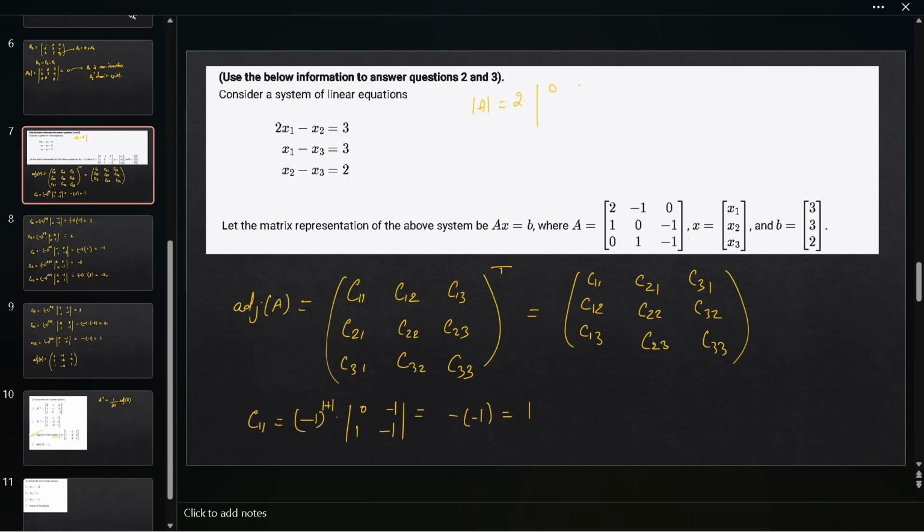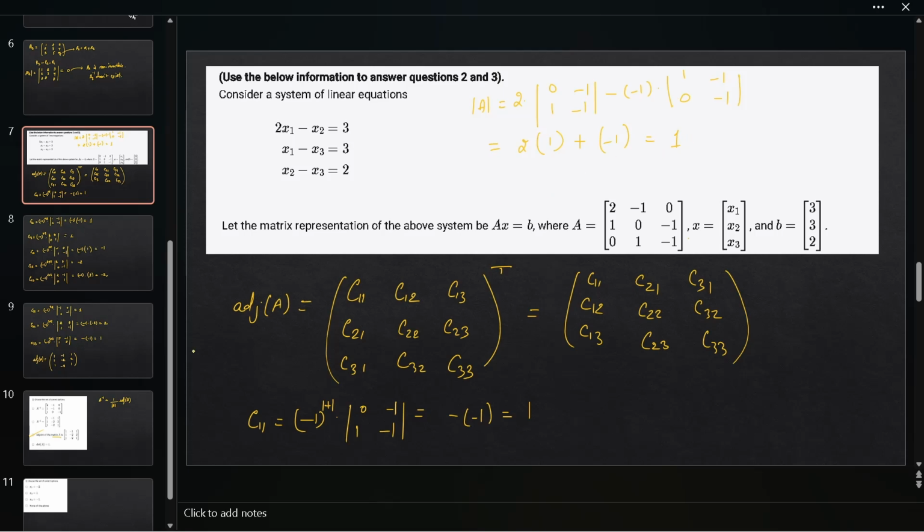So this is A, so determinant of A would be given by 2 times (0 minus 1), 1 minus 1, minus of minus 1 times (1 minus 1), 0 minus 1. Second, the right thing is 2 times minus of minus 1, that is positive 1, plus minus 1. So the determinant of A in this case is just 1.